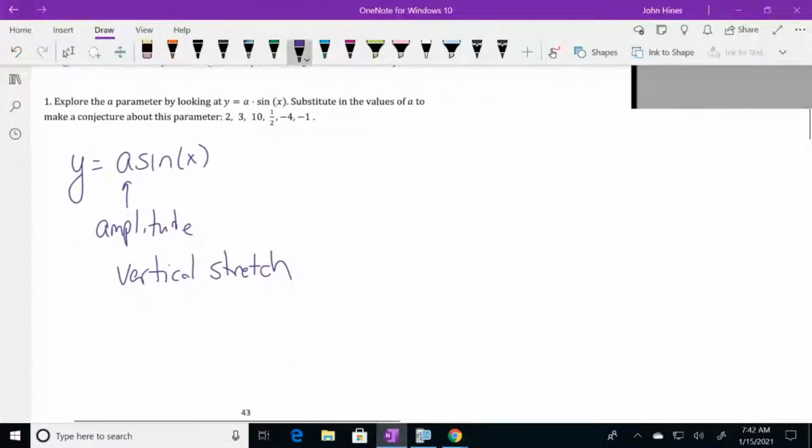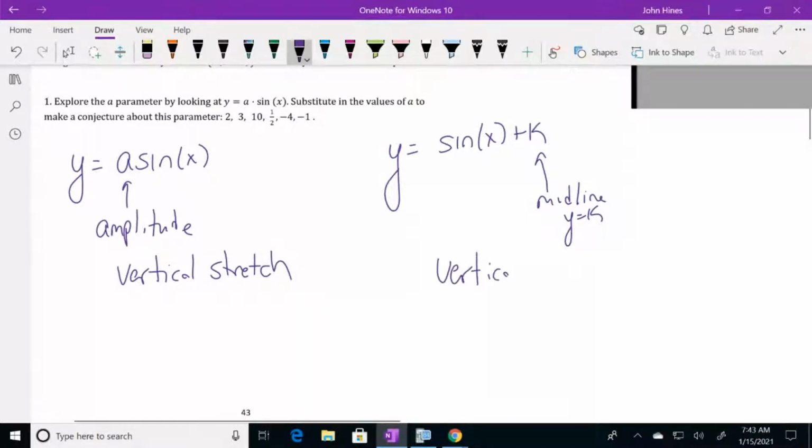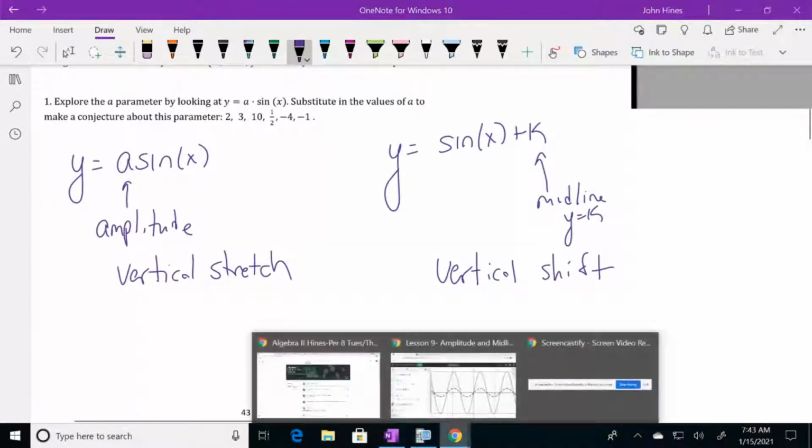All right? And then we also talked about the midline. If I just add a number on at the end, this number here is representing the midline. Y equals k is the midline. This is a vertical shift. It literally takes the graph and reestablishes what line my sine or cosine curve oscillates about. So it's a vertical shift. It establishes our new home base.